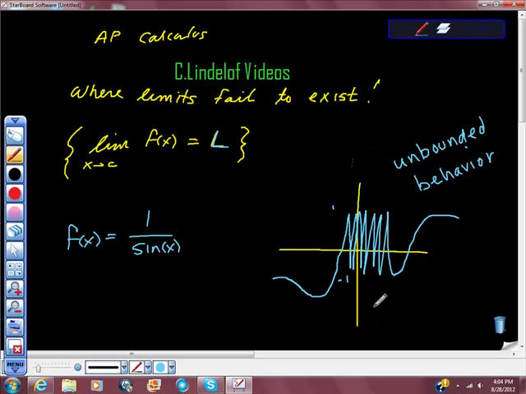So that gives us our three cases. The first case, behavior that differs from the right side to the left side, was the f of x is the absolute value of x over x function. The second one was unbounded behavior, and we used f of x is 1 over x squared, and we approached 0. And the last one we're looking at is 1 over sine of x, and we look at this behavior as x approaches 0, and this oscillation makes it impossible for us to see a limit. All right? So those are our three cases.